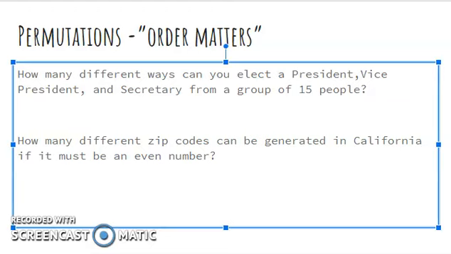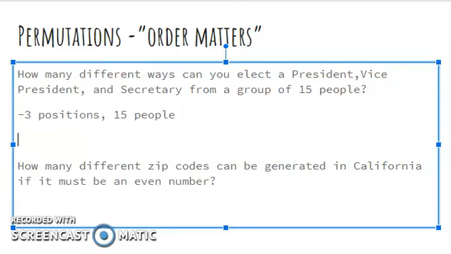So our first problem we have here is how many different ways can you elect a president, vice president, and secretary from a group of 15 people? So what the problem tells us is that there are 3 positions to be filled and 15 people to choose from to fill these positions.